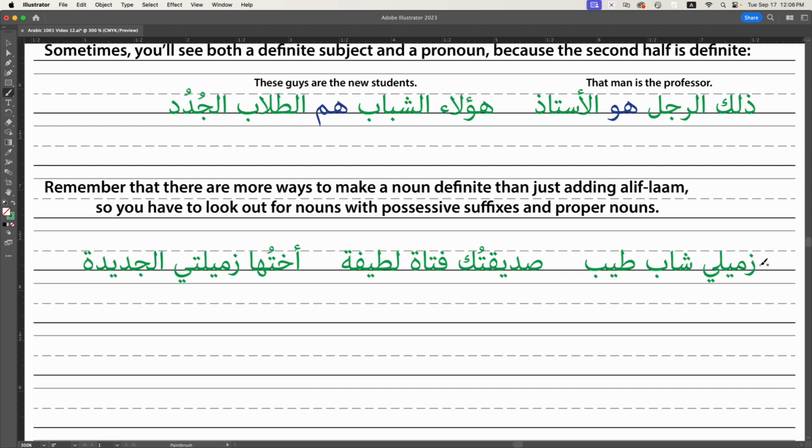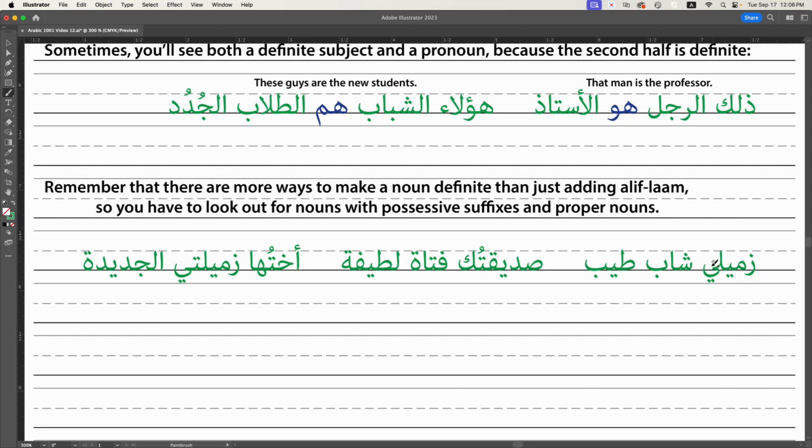It doesn't begin with alif lam, so it isn't immediately perceived by most people as definite, especially if you're really new to Arabic. So you have to watch out for these possessive suffixes, because possessive suffixes make the noun definite, and you're not allowed to put alif lam. Well, I'm sure you're allowed to, it just looks silly to put alif lam on it. It makes it like too definite. So you can't say az-zamili, it's just too definite. It's either az-zamil or zamili.